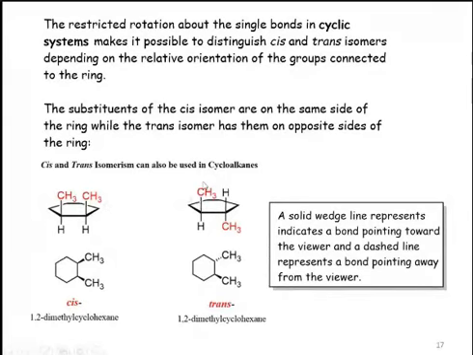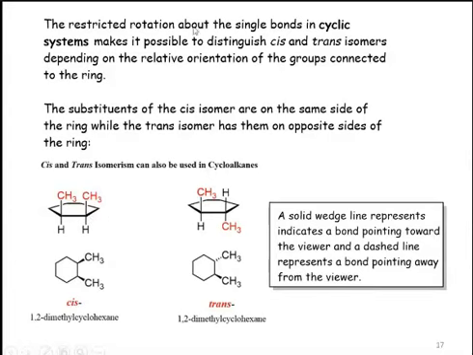Very good. Here also we can see some different orientation. Two CH3 groups are lying opposite, so we will call it a trans isomer. However, here we can notice another thing. All the bonds are sigma bonds, isn't it?